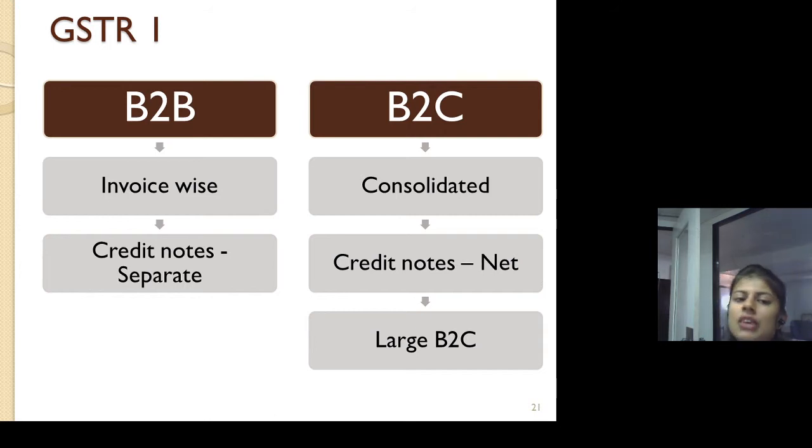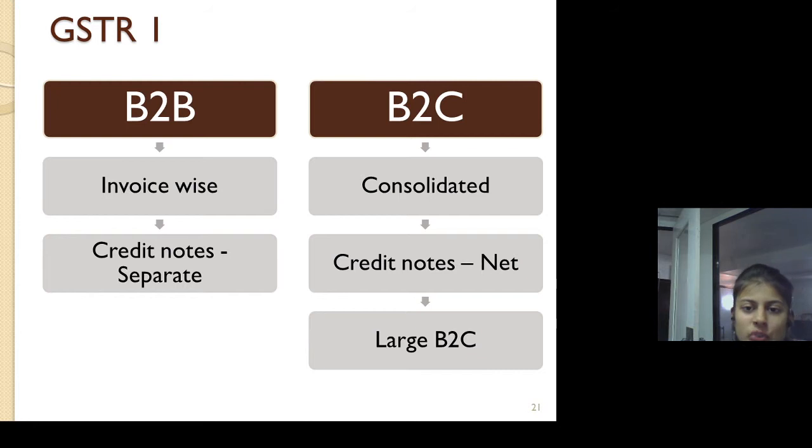For example, if I have made 10 invoices of B2B, I am supposed to make 10 entries in GST. And for B2C, if I make 100 invoices of sales to B2C persons, would it be required to give only one entry, or will the entry be rate-wise? If I have multiple rates, then one entry for each rate.